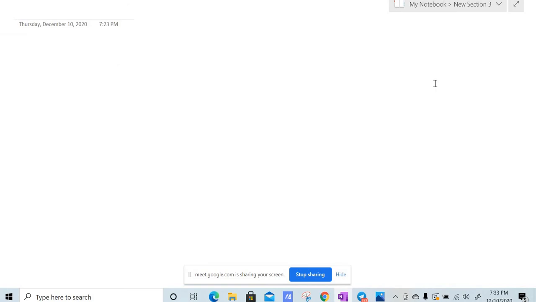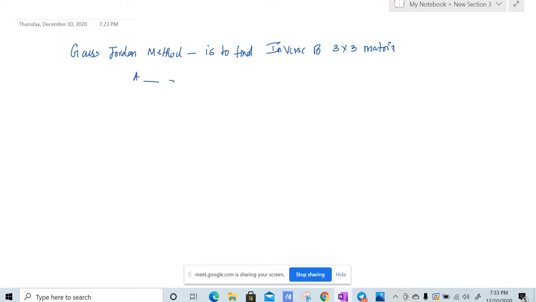So Gauss-Jordan method is to find the inverse of a 3x3 matrix or 2x2 matrix, or it can be any square matrix, right? In exam point of view they will ask only we need to find the inverse of a 3x3 matrix, right? Suppose if they give a matrix A, we need to find some other matrix such that A into that matrix has to give me an identity matrix. So this matrix is called inverse of A.